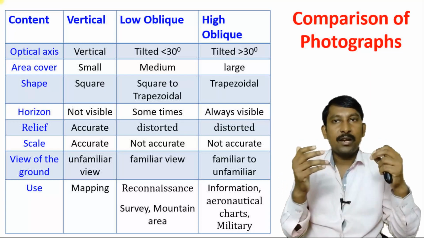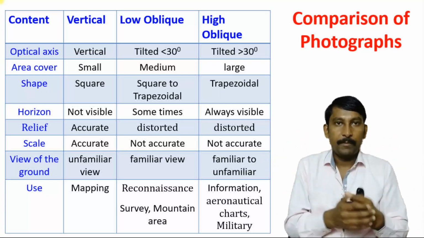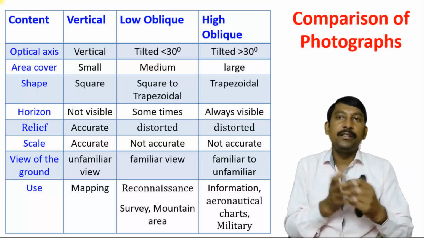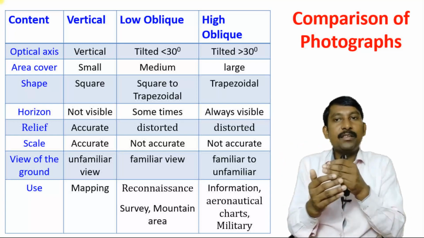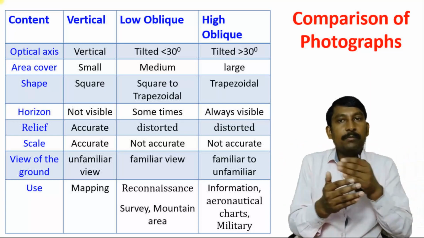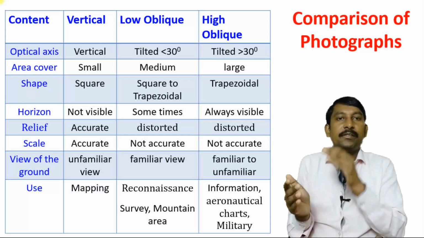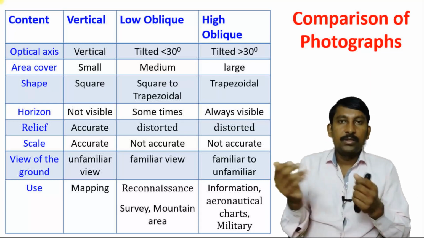Vertical photographs give an unfamiliar view, meaning you are not familiar with the view that appears in vertical photographs. But in low oblique photographs, there are familiar views. And in high oblique photographs, there is a familiar to unfamiliar view of the ground.